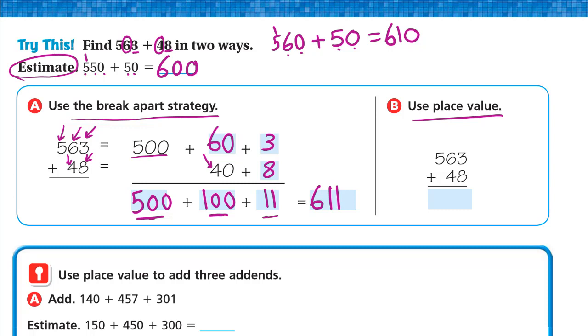3 plus 8, it's 11. So I write down 1 and carry up 1. Remember that 11 is 2 digits. I can write in ones only 1 digit, so I write the 1 and carry up the 10 to the tens. So here in tens we have 1 plus 6 plus 4. 1 plus 6 is 7. 7 plus 4 is 11 again. So 11 again, we will write the 1 and carry up the other 1. Now in hundreds we have 1 plus 5, which is 6. We have 611.